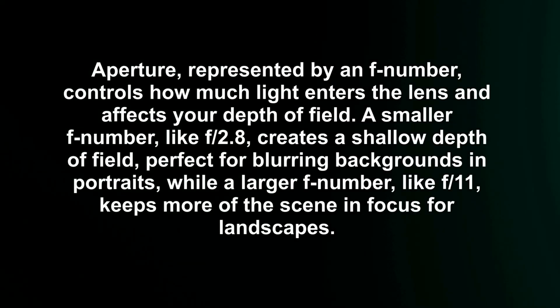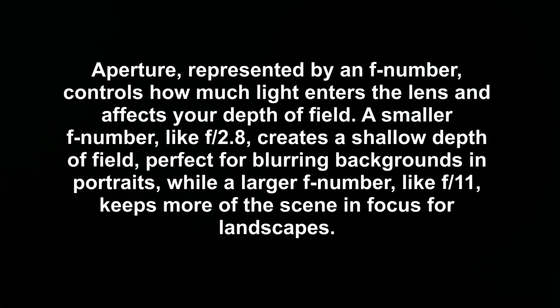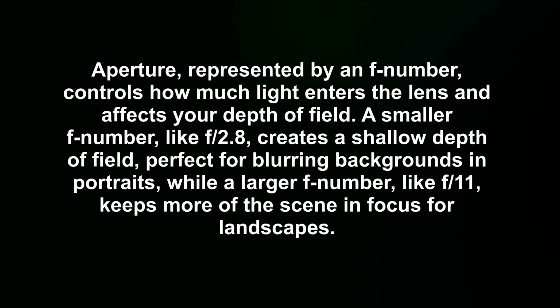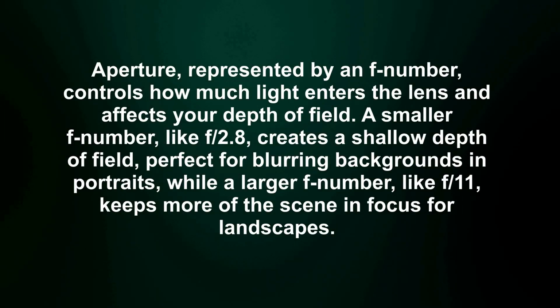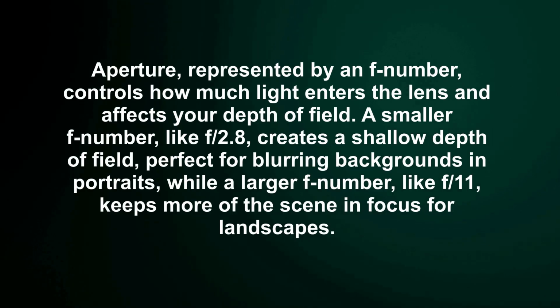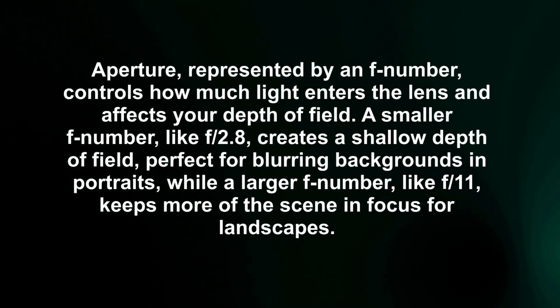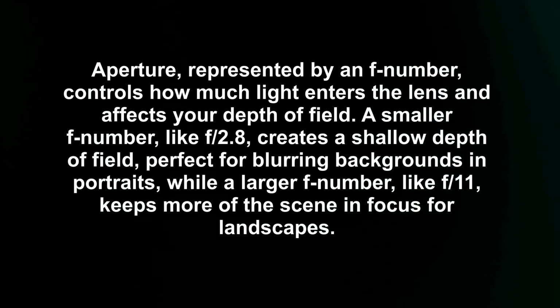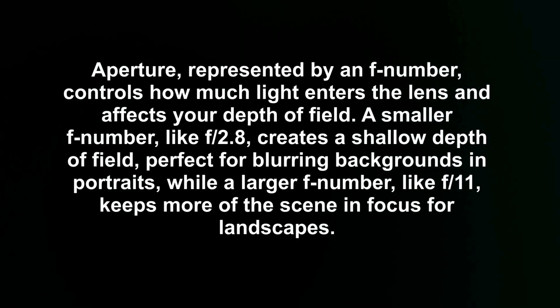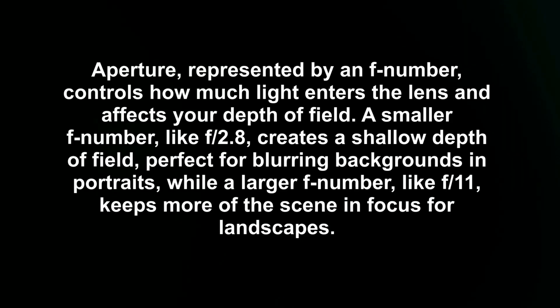Aperture, represented by an F number, controls how much light enters the lens and affects your depth of field. A smaller F number, like f2.8, creates a shallow depth of field perfect for blurring backgrounds in portraits, while a larger F number, like f11, keeps more of the scene in focus for landscapes.